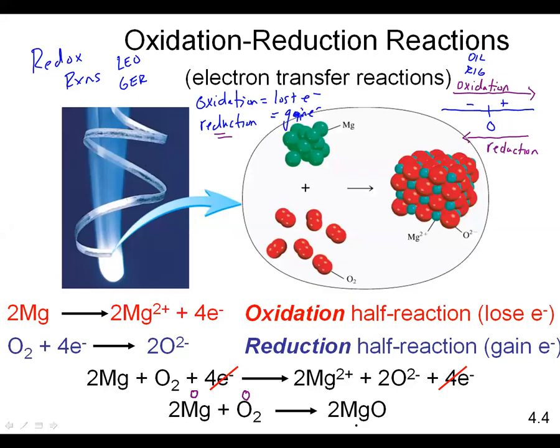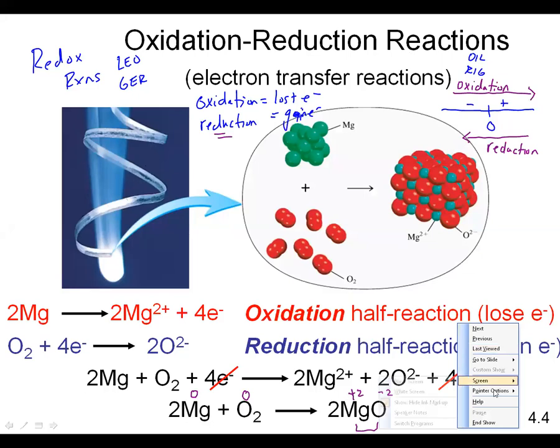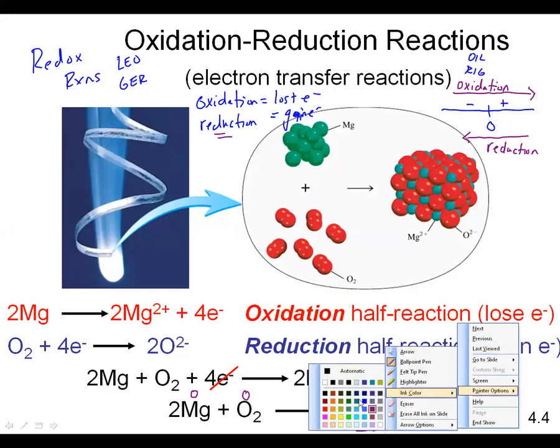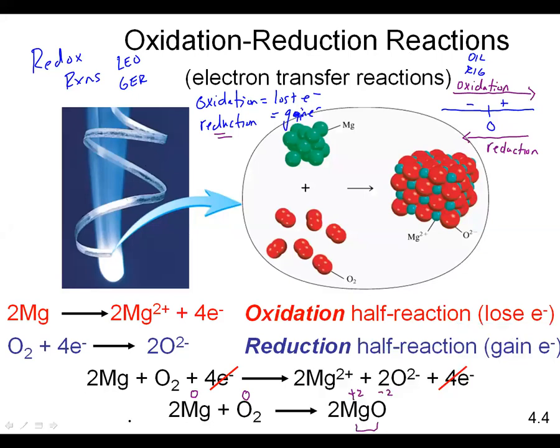It is only when we come to this side where the magnesium and the oxygen have come together to make magnesium oxide, that is when we get our charges. And our magnesium here is +2, group number 2 on the periodic table, and our oxygen is -2 in this case. And we can use this number line to help us decide what is being oxidized and what is being reduced if we're not sure.